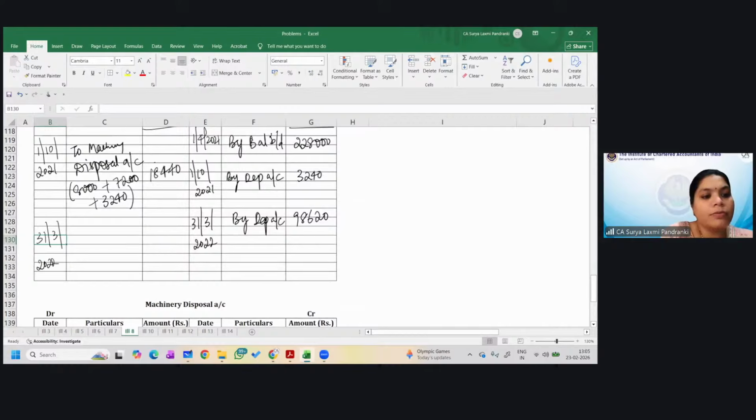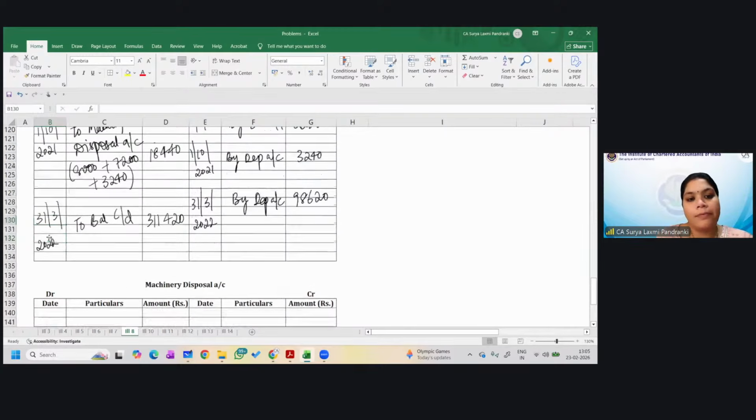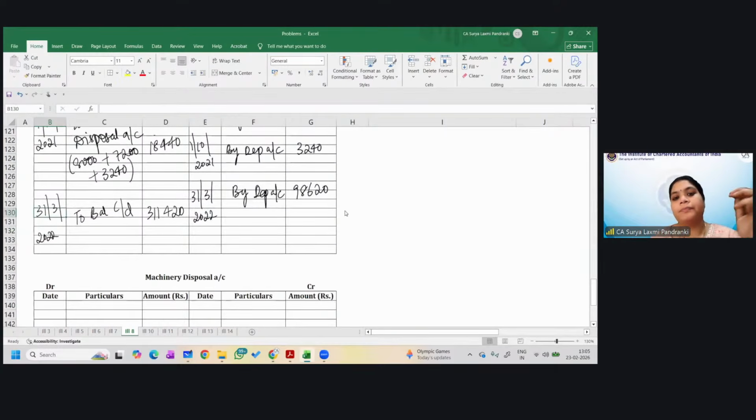March 31st, 2022, to balance carried down. What is the balance carried down? 311,420. Are we clear with this?